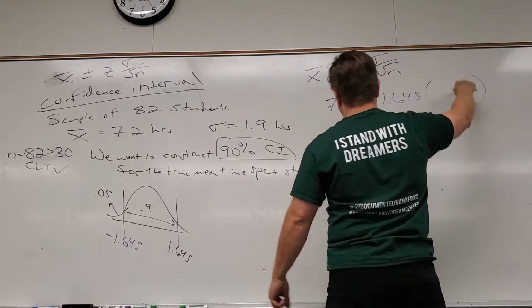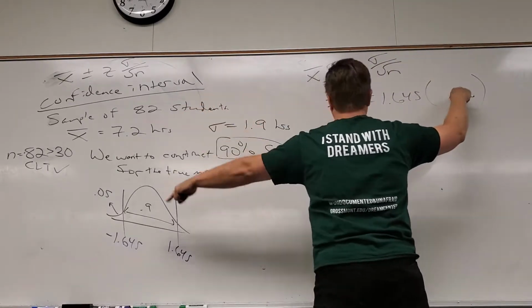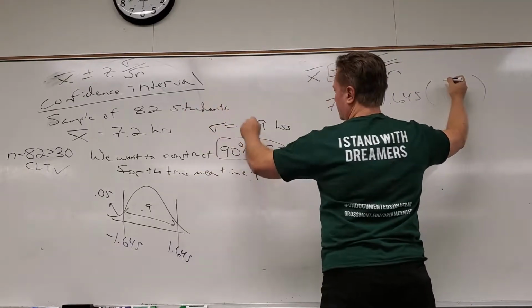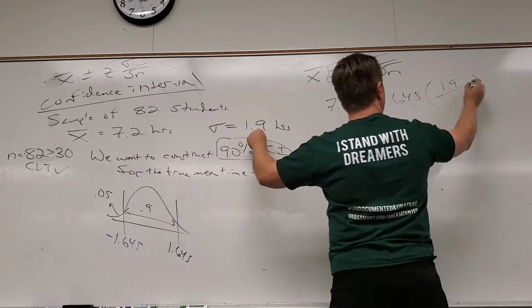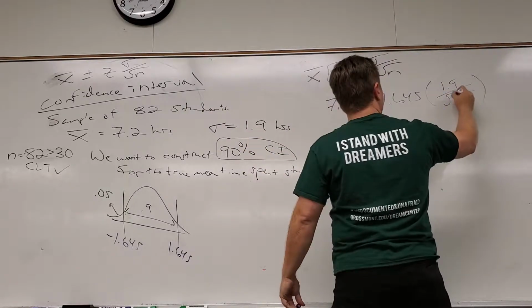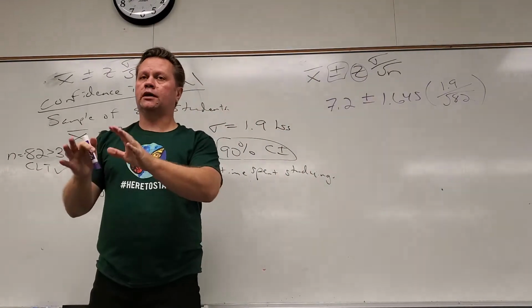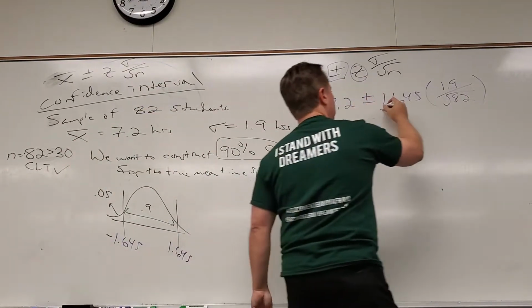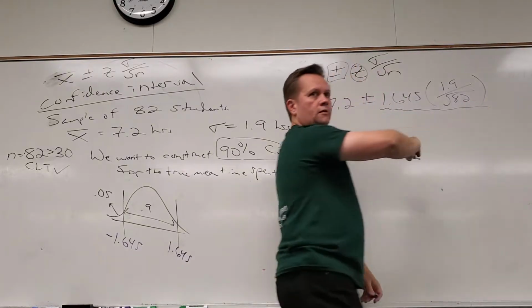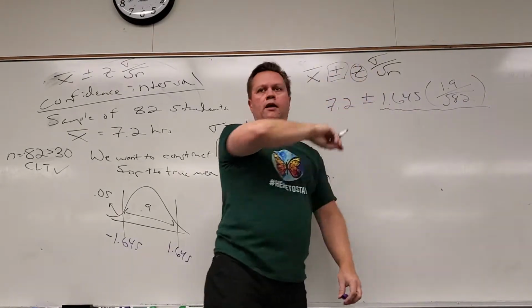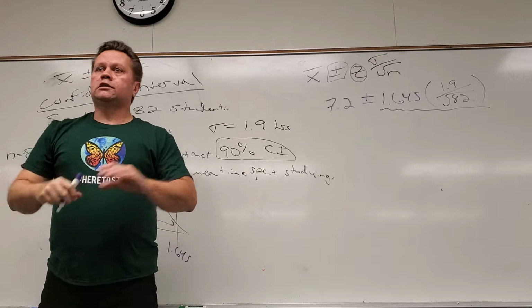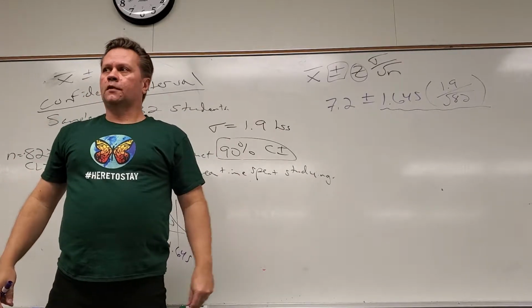I've got to change the step size, of course, because I'm talking about sample means. What was it? 1.9 divided by the square root of 82. What I would highly suggest when you do this kind of problem is you calculate this piece first. Then you can just add and subtract it to that, instead of putting the whole thing in twice.